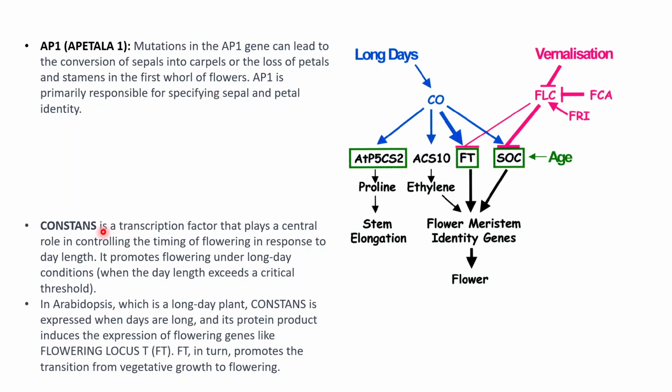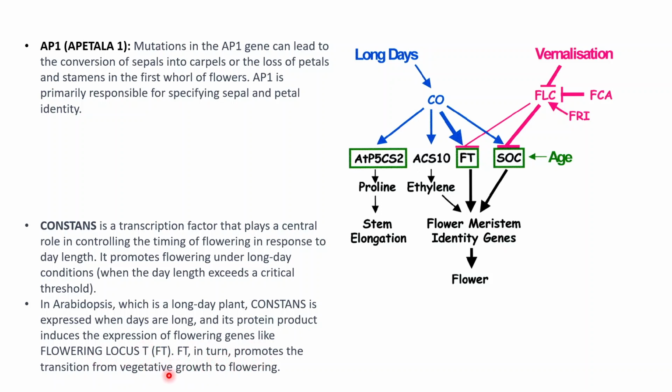And Constans is also a transcription factor that plays a central role in controlling the timing of flowering in response to day length. This is another phenomenon in plants. The plant can regulate the timing of its flowering in response to day length. It promotes flowering under long day conditions. When the sunlight exposure to the plant is long, in long days, we have this gene Constans as a transcription factor promoting flowering. In Arabidopsis, which is a long day plant, Constans is expressed when days are long, and its protein product induces expression of flowering genes like Flowering Locus T.